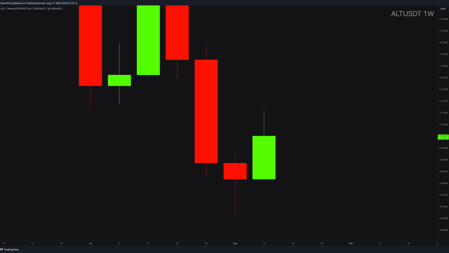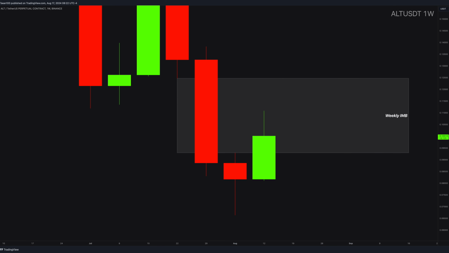Let's keep checking this magnificent alt USDT coin. I think there was a series of masterpiece actions happening on this coin. I will start with a top-down analysis from the weekly as usual. In our previous video, we talked about this weekly imbalance. We did a brainstorming if this was filling the weekly imbalance or not.